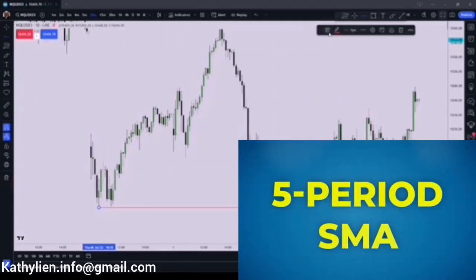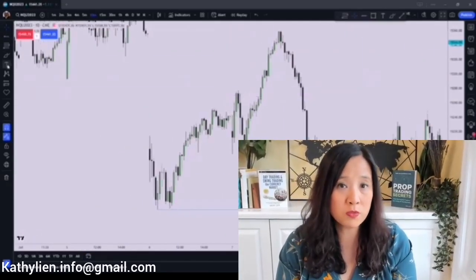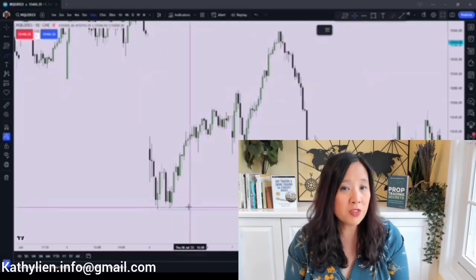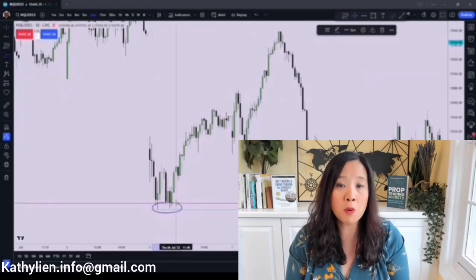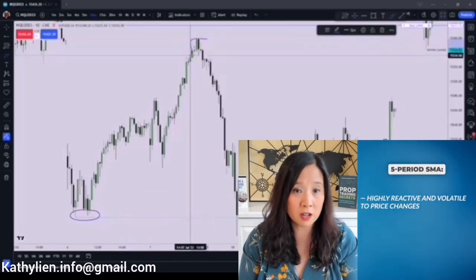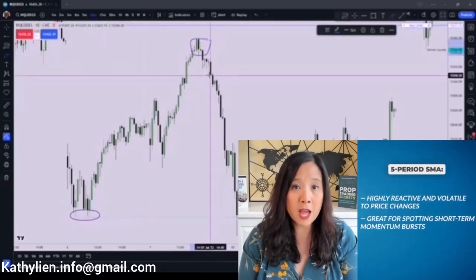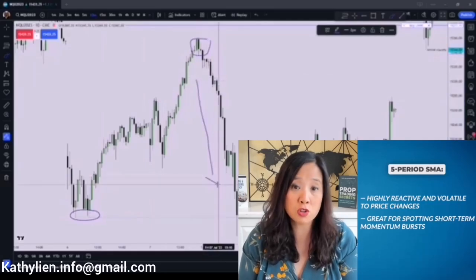I want to start with the 5 SMA, Simple Moving Average. I have this on the charts that I look at every single day. It's the shortest moving average I'll use. What I love about the 5 SMA is that it's a short-term momentum guide. It reacts very quickly to price changes. It can be quite volatile, but that makes it perfect for identifying short bursts of momentum and making sure that you're on the right side of short-term momentum.